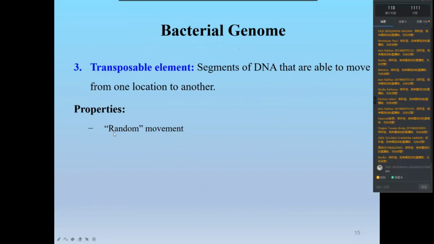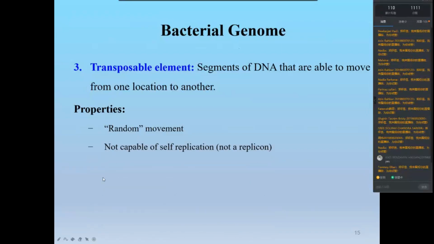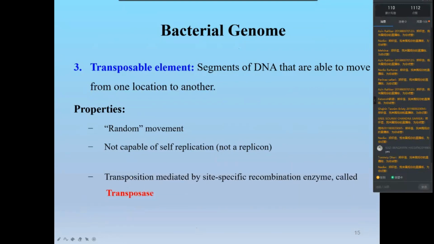And this movement is random. Even though there is a recognition sequence or specific sequence they can recognize, this movement is random. They can jump on the chromosome from one place to another. And transposable elements are not capable of self-replication. They are not a replicon, so they cannot replicate all by themselves. They are just one piece of DNA on the chromosome or on the plasmid.